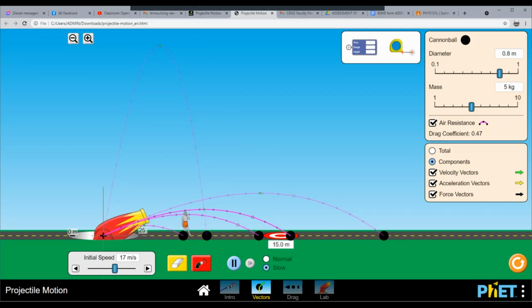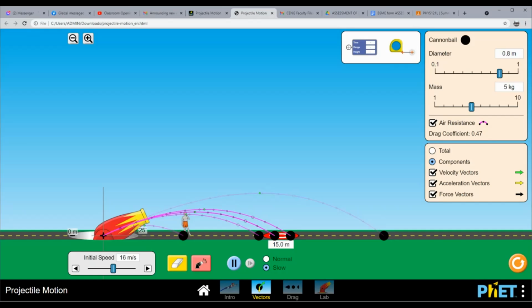Pero not quite, not the bullseye. 16. 16 po. Okay, so i-reduce natin para medyo lumapit ng konti. I-reduce natin yung kanyang speed para mas lumapit ng konti. Tingnan natin kung mahihit na natin. Konting-konti na lang.